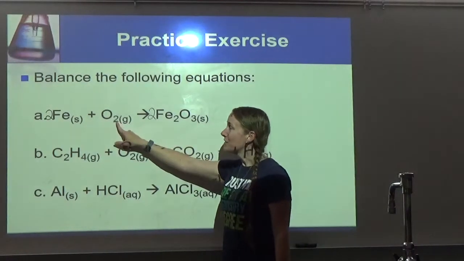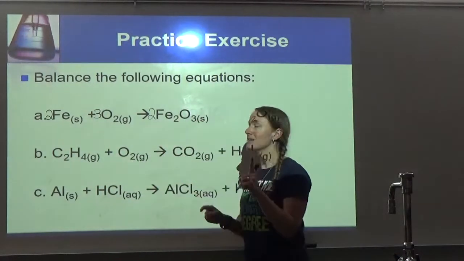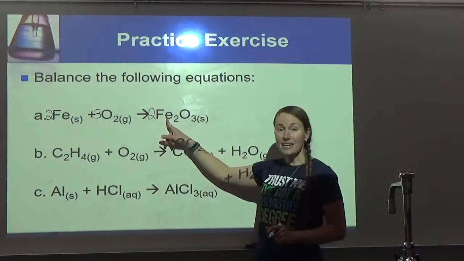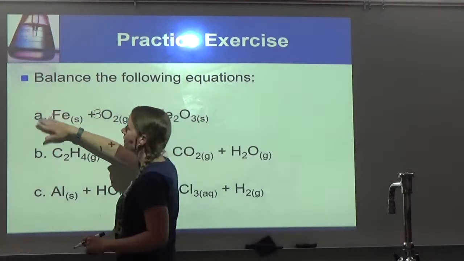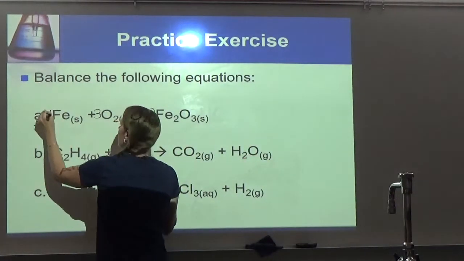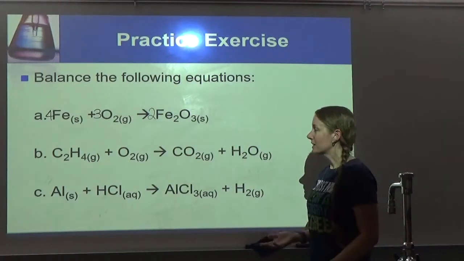And so then what times 2 makes 6? A 3. But the thing you got to remember is you have messed up Fe now. So now on this side you have 4. So instead of a 2 over here, I need a 4. So it's just about going back and forth until you get everything balanced.